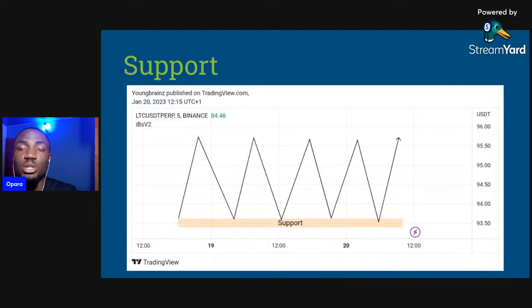So like I said, support is that region that the moment price gets to it, there's an immediate reversal to the upside. I'm going to be explaining to you guys what causes this reversal, either to the upside or to the downside. So let's go.